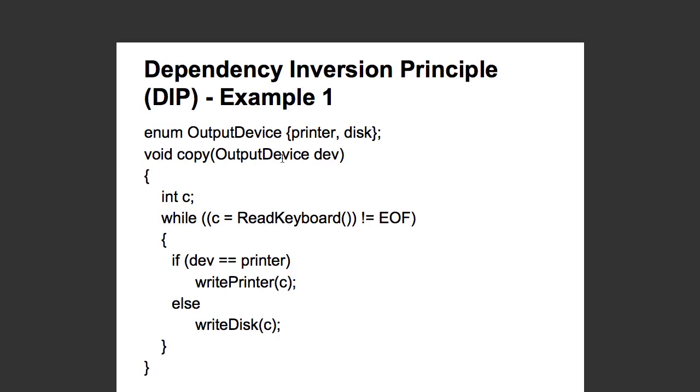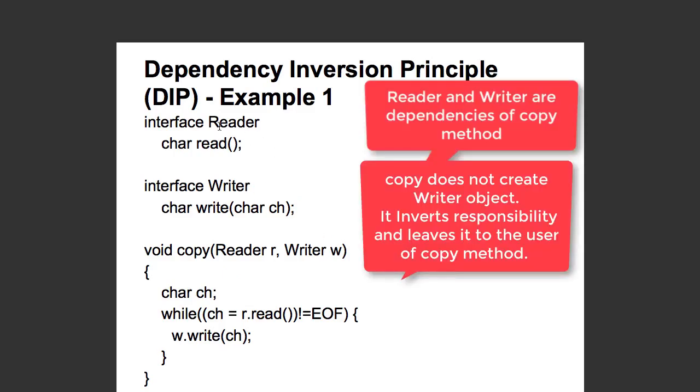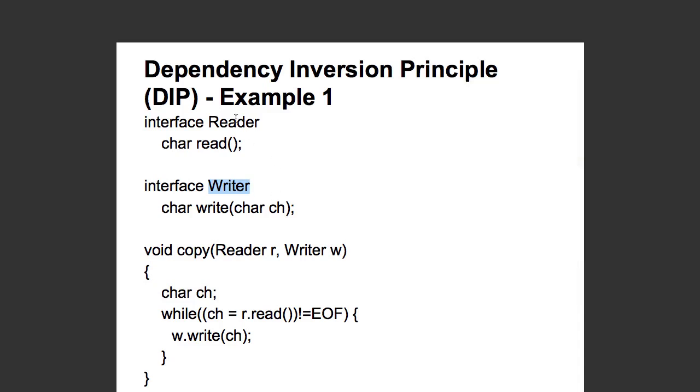The problem is as your number of output devices increases, this copy method needs to keep changing. A better implementation would be to create a simple interface like reader and have an interface writer. And the copy method can write from any reader to any writer. So the copy method does not change when you have a new writer or a new reader. This is a good example of a dependency inversion principle.